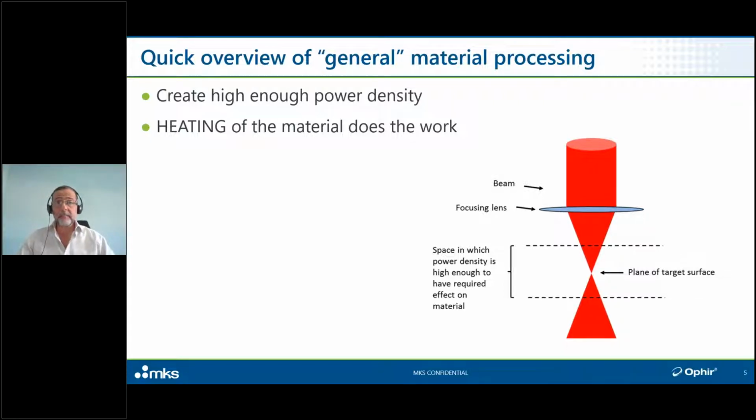The quality of our result is going to depend on how well we're able to control the shape and location of this space. So it's the heat density that's doing the work. This is a kind of a brute force sort of a process.